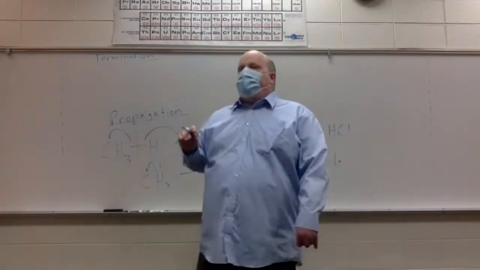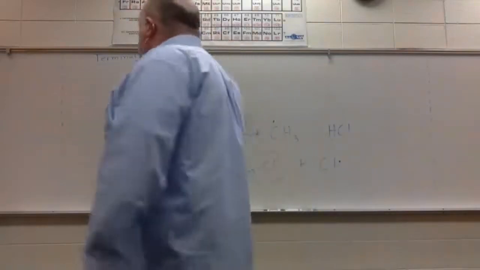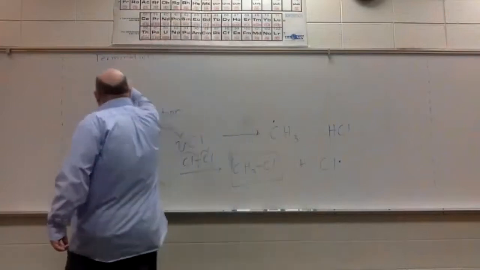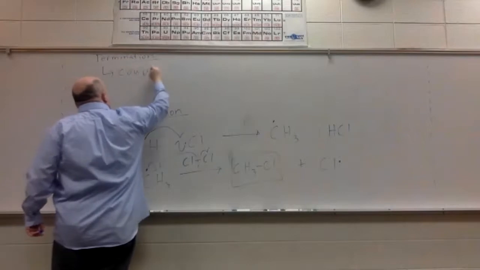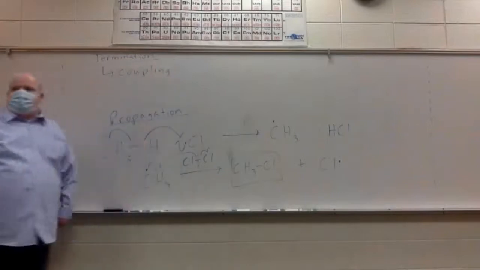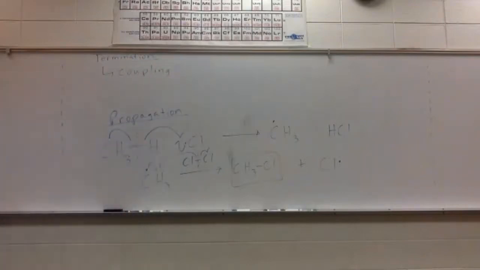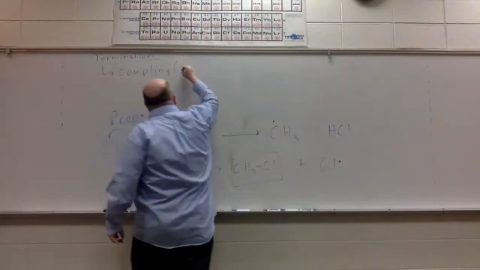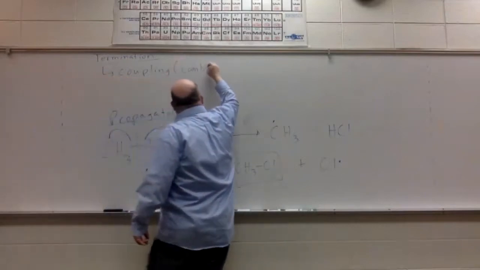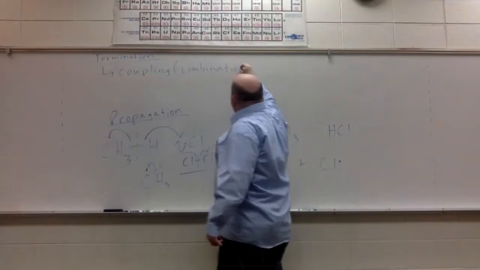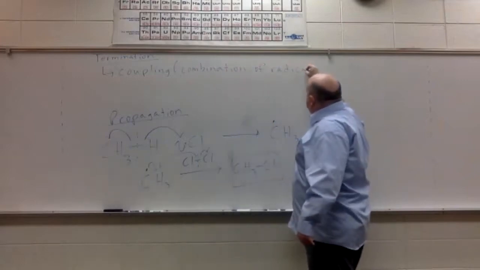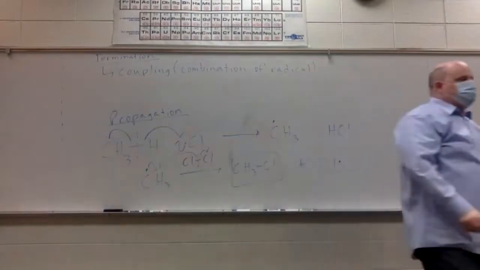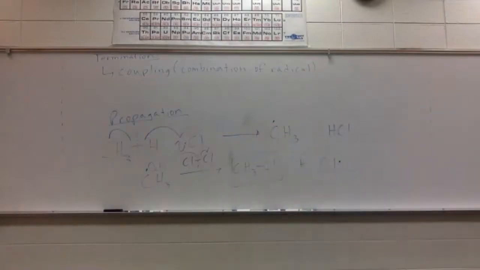And there's actually a few different ways that you can terminate radical reactions. For your purposes, we're just going to go over one, and that's called coupling. Coupling, sometimes also called combination. And it's called this because all these stray radical species that are present in your reaction system, they can start pairing up to create dead species.